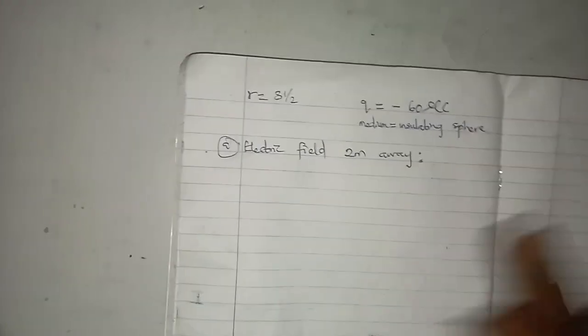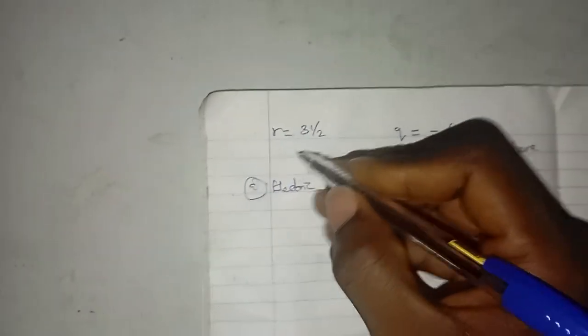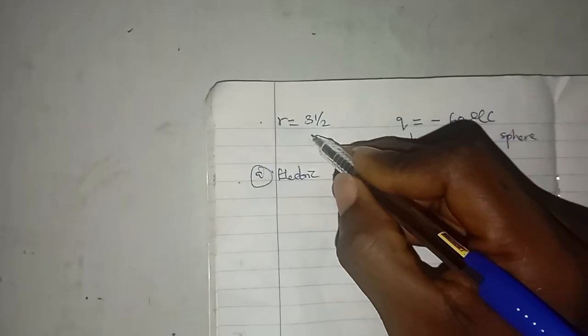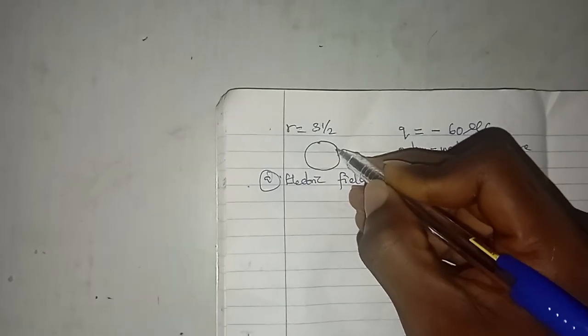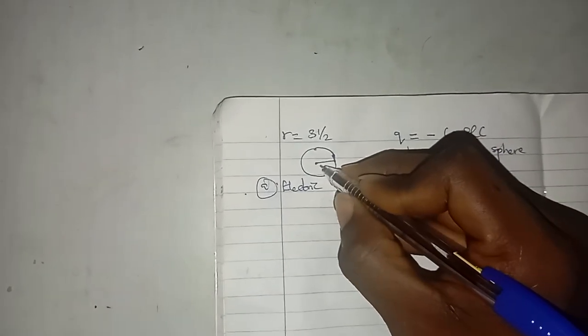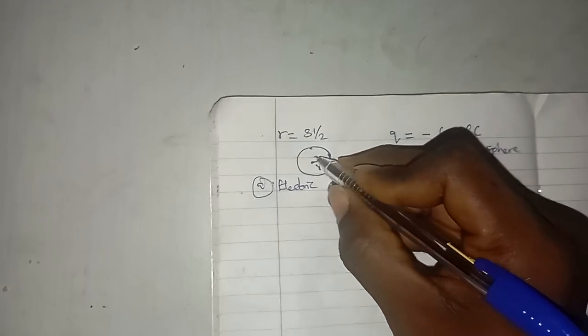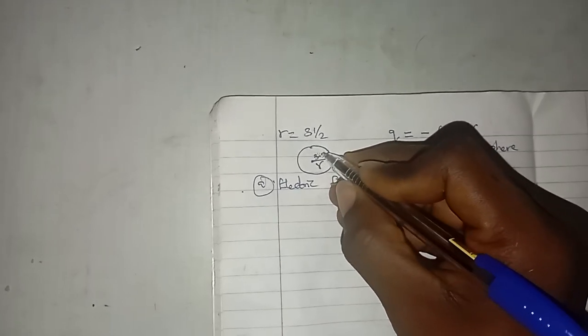You know that my goal for every class is to make sure you are not cramming. Make sure you understand it, because it's physics, physically. So if this is an insulating sphere, you use your compass and draw this with a radius of 3.5. So let's say this is 3.5.